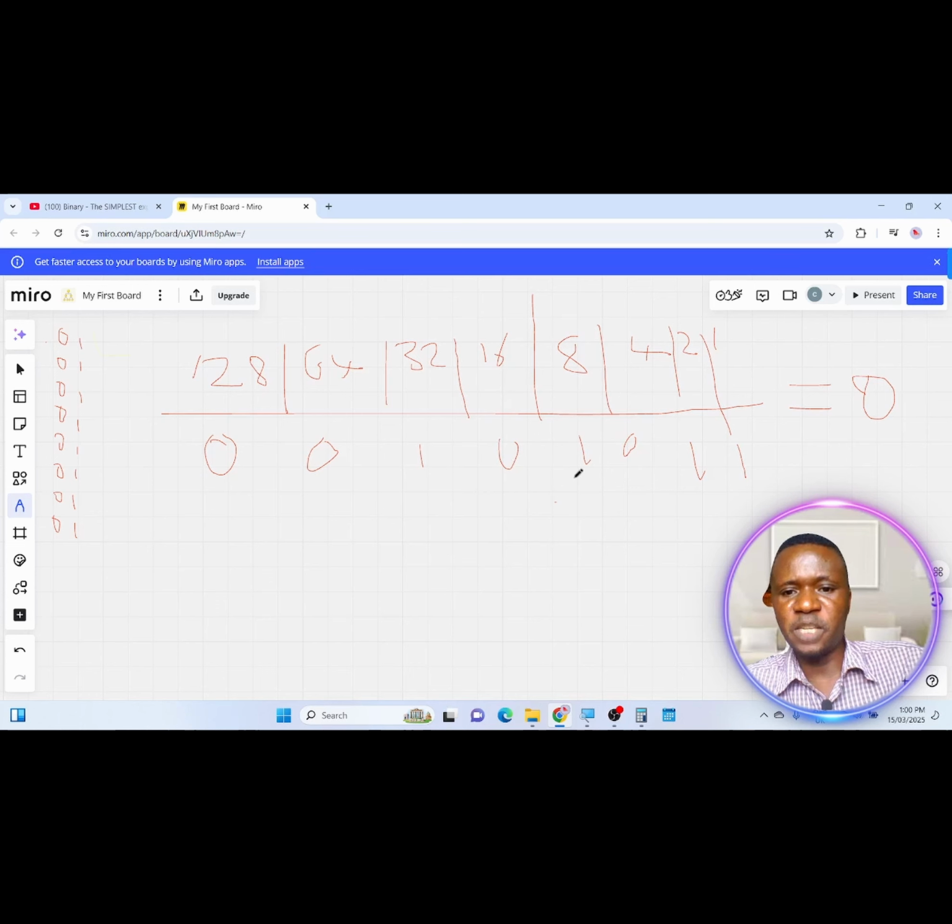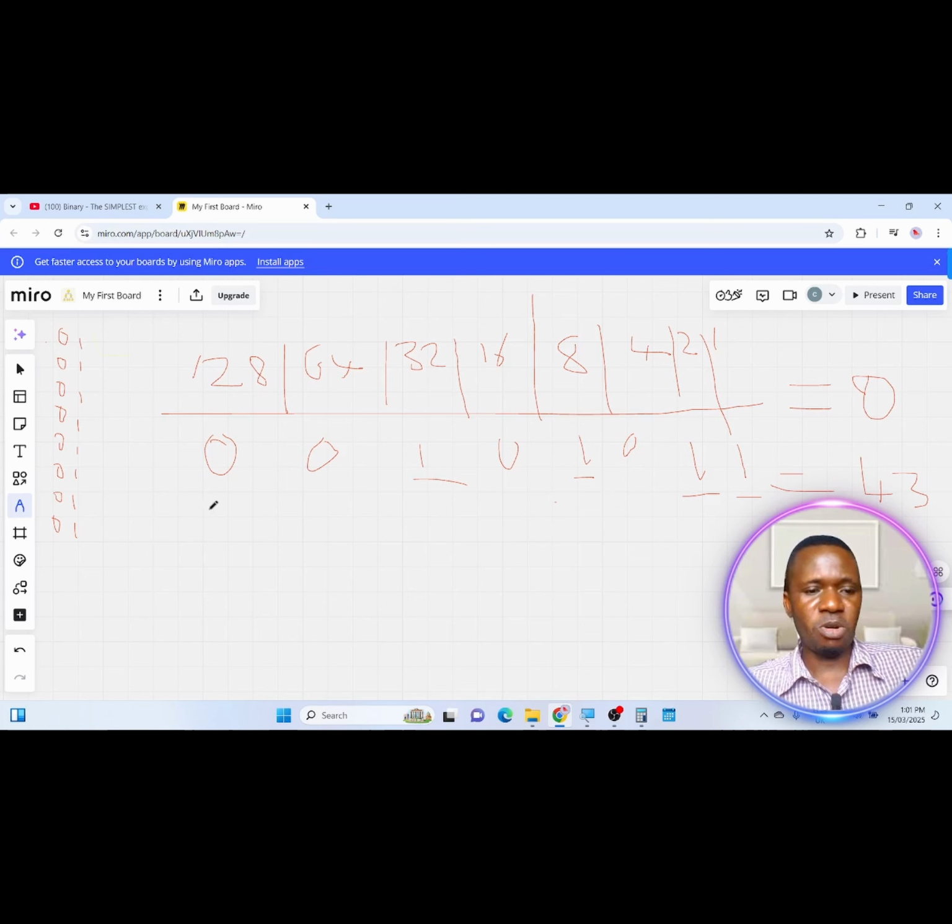This one, we are going to add it because it has a 1. 4, we are not going to add it because it carries a 0. 2, we are going to add it because it carries 1. And 1, we are going to add it because it carries 1. So at the end of the day, we are going to add those bits that carry 1. So if you add 32 plus 8 plus 2 plus 1, you will discover that we have 43, and this is the decimal value for this binary number.